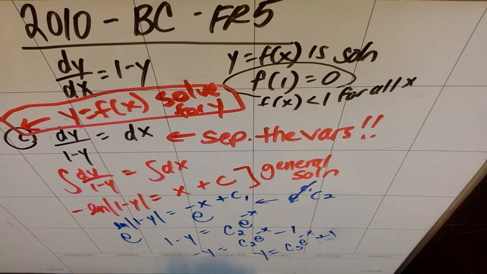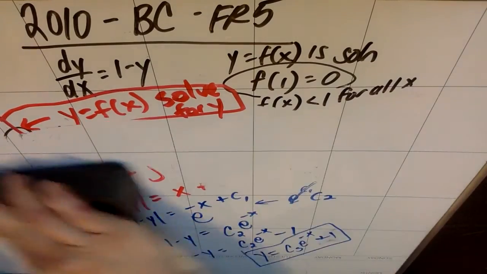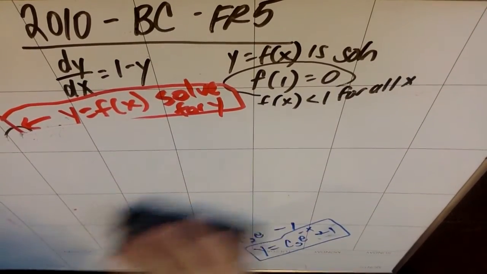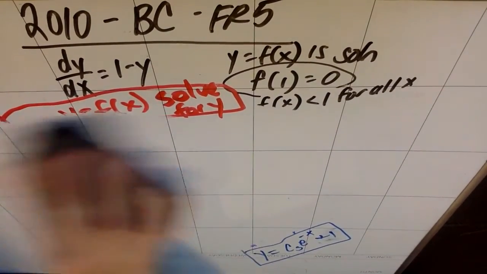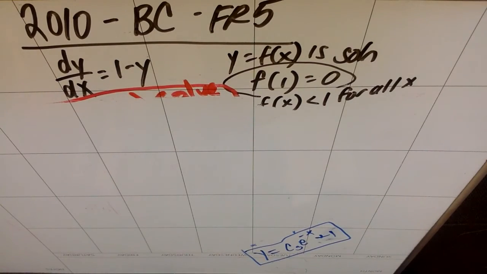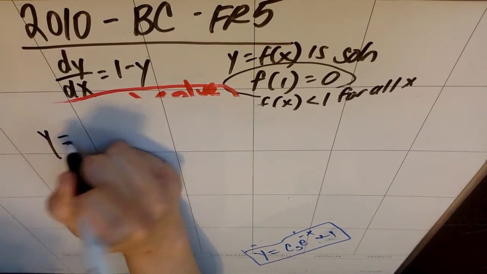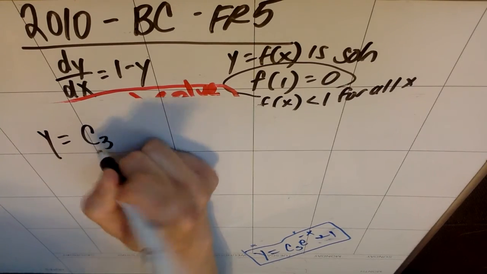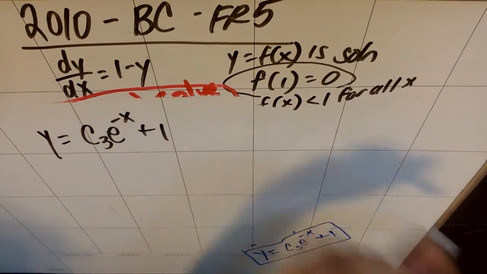So once I get here, I have this nice general solution where I have lazily just kept renaming my C every time it changed, so I didn't have to do anything else. So I'm going to go back up, and I'm going to use the initial condition for my solution, and I'll show you what the AP has too. Their answer is slightly different, but it comes out to be the same answer. So we have this general solution, C sub 3 e to the negative x plus 1, right?